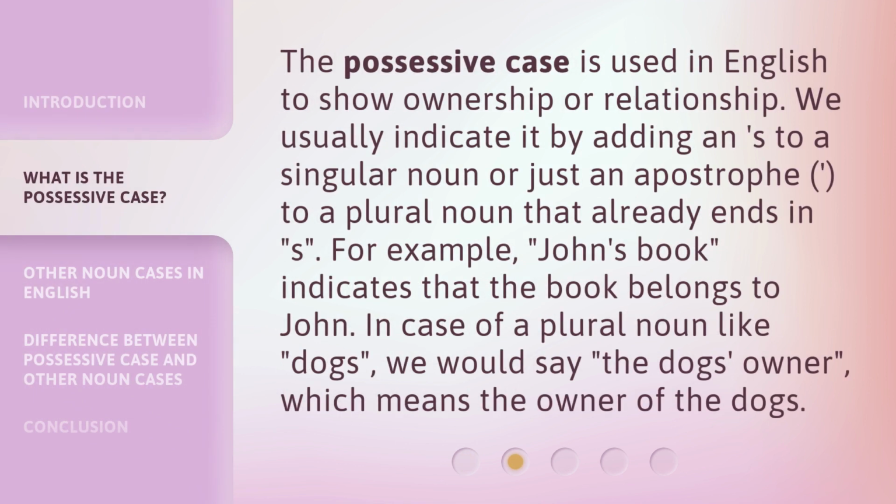The possessive case is used in English to show ownership or relationship. We usually indicate it by adding an 's' to a singular noun or just an apostrophe to a plural noun that already ends in 's'. For example, John's book indicates that the book belongs to John. In the case of a plural noun like dogs, we would say the dogs' owner, which means the owner of the dogs.